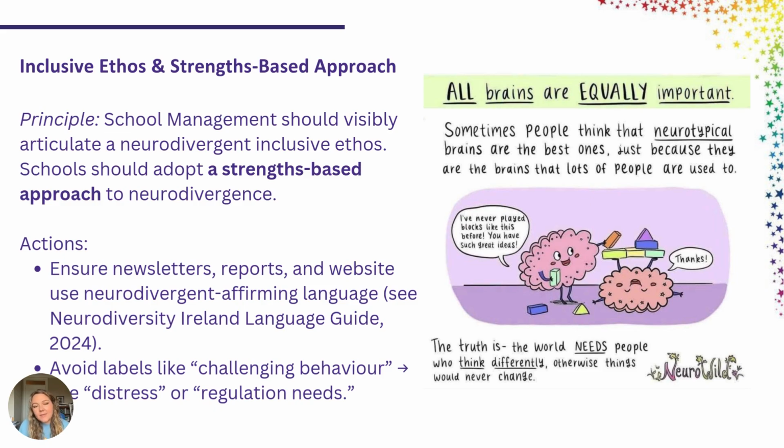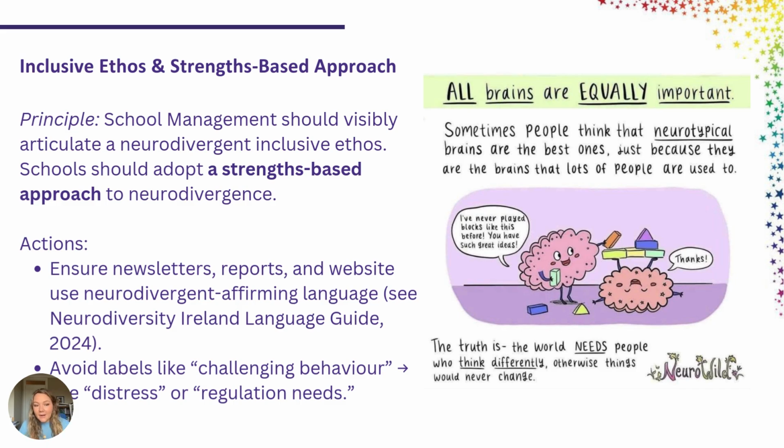Inclusive ethos and using a strengths-based approach is really important. So, the principle that I'll be referring to is: school management should visibly articulate a neurodivergent inclusive ethos. Schools should adopt a strengths-based approach to neurodivergence. So this is really important.